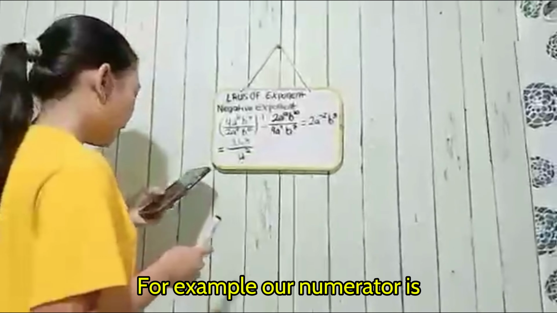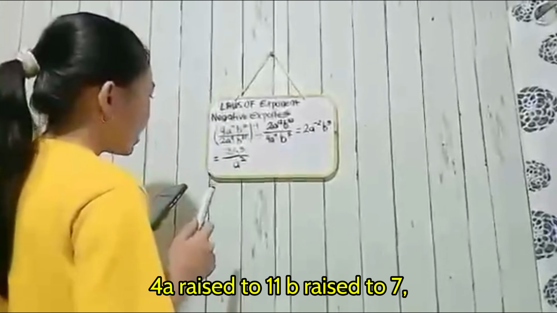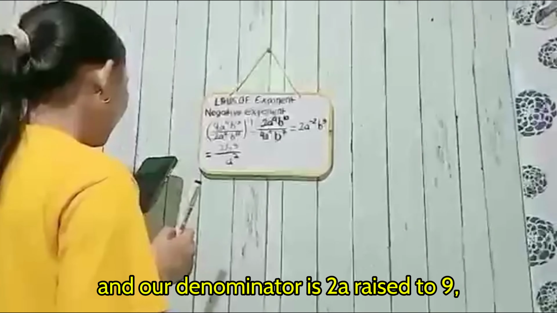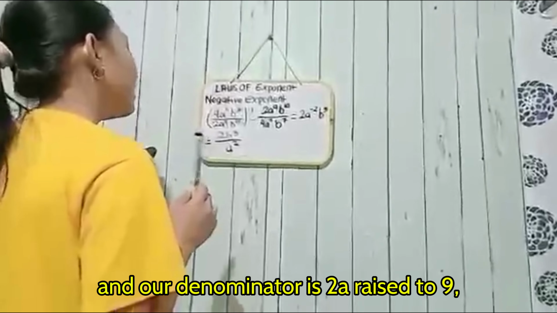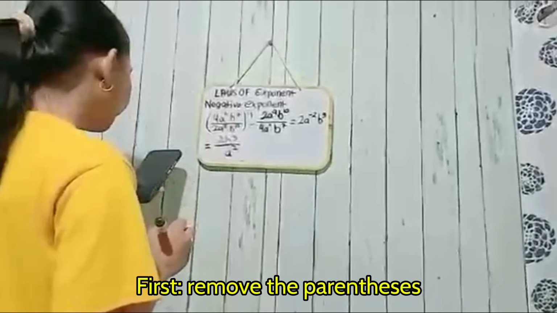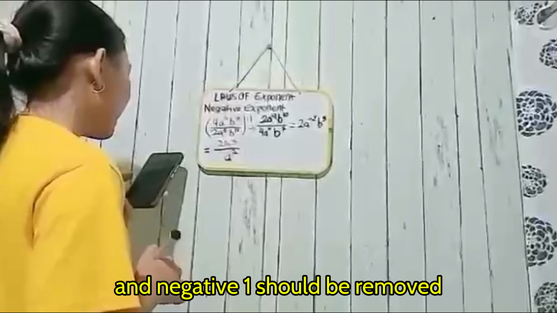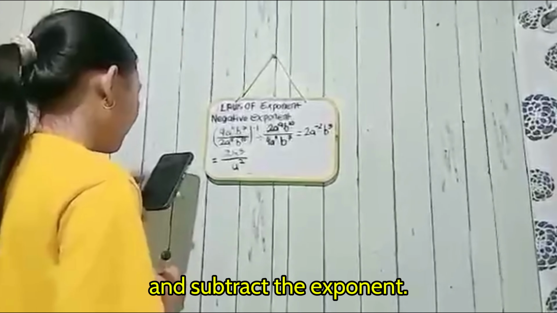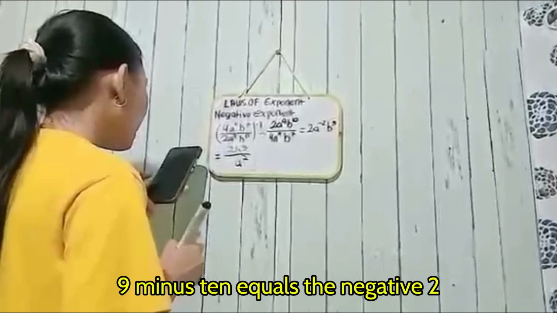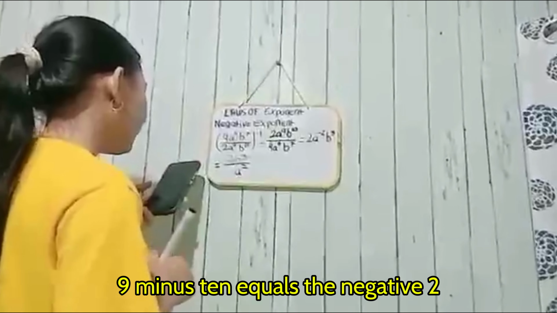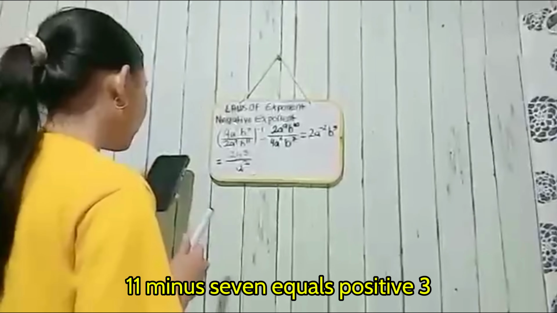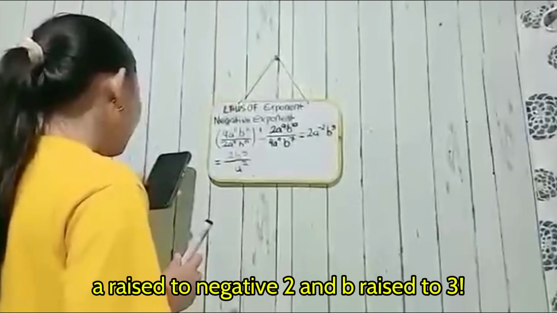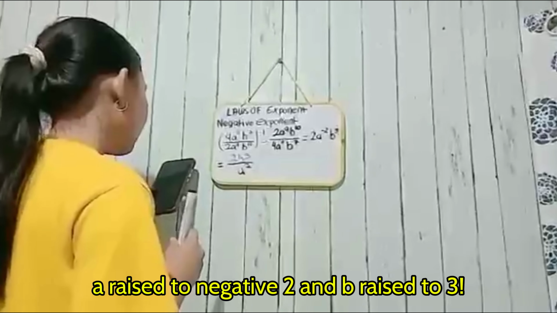For example, our numerator is 4a raised to 11, b raised to 7. And our denominator is 2a raised to 9, b raised to 10. First, remove the parentheses and the negative 1 should be removed. So, switch the numerator and the denominator and subtract the exponents. 9 minus 10 equals negative 2. 11 minus 7 equals positive 3. So, the answer will be 2a raised to negative 2 and b raised to 3.